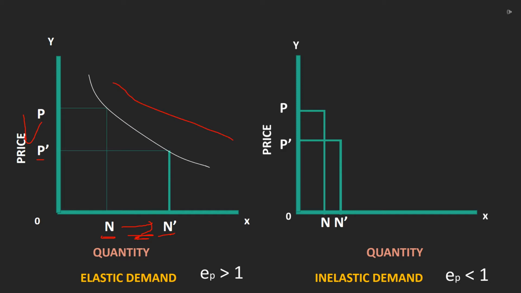And now let's see the inelastic demand. When price is OP, the quantity demanded is ON, and when price is OP dash, the quantity demanded is ON dash. When price falls from P to P dash, the quantity demanded rises from N to N dash. But in this case, the distance between P to P dash is more than N to N dash. So quantity demanded changes, but in a smaller percentage. When we draw the demand curve, the demand curve is steeper in nature. So this is the elastic and inelastic demand curve.